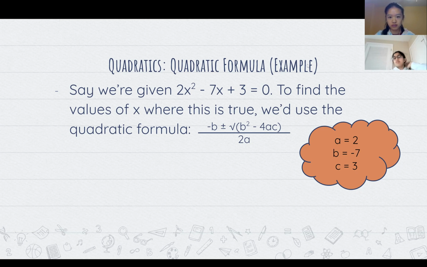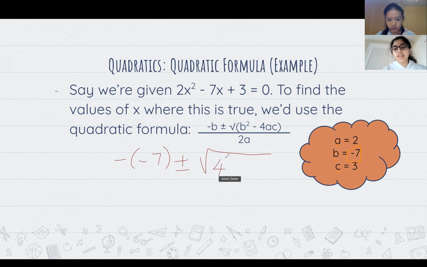I'm pretty sure you all know how to plug things into a formula, but I will do this one to show you what to do. You have -b, which is the negative of -7, plus minus the square root of b squared. So -7 squared is -7 times -7, which is 49. And then minus 4ac. So 4 times 2 times 3 is 24, over 2a.